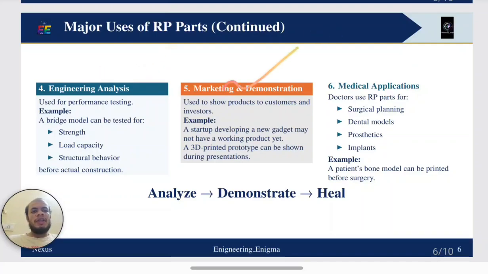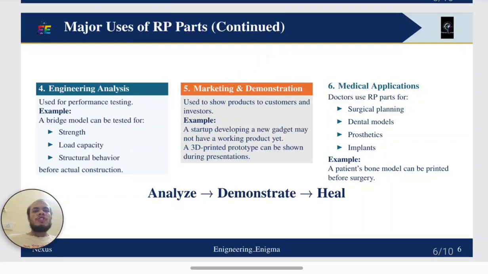And the fifth one is nothing but market and demonstration. So imagine a startup, they have a brilliant product idea, but the final product is not ready yet. How can they convince investors? How can they attract customers? So simple, they can create a 3D printed prototype. The prototype can be shown during presentations, so people can see it, touch it, understand it even before the actual product exists. So this makes communication much easier. That is the fifth use case of RP.